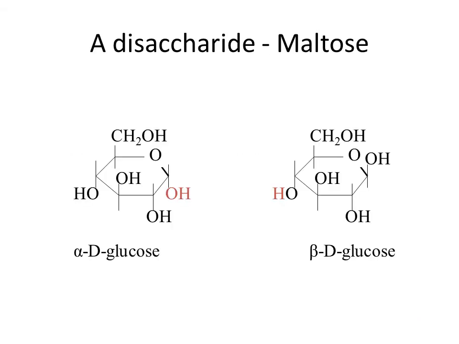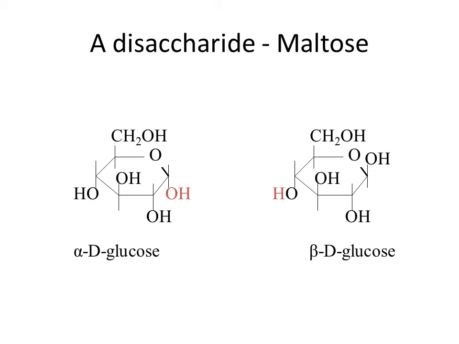We're going to see here how a disaccharide can be formed. The disaccharide we're going to look at is maltose. Maltose is formed by the joining of an alpha D-glucose with a beta D-glucose. When these 2 glucoses are joined together, water is removed and they basically make an ether linkage. Now that ether linkage is called a glycosidic linkage.